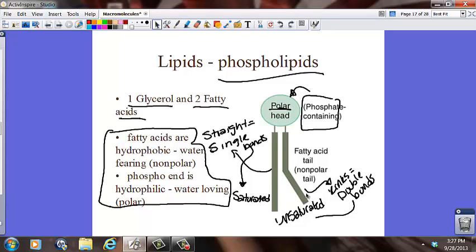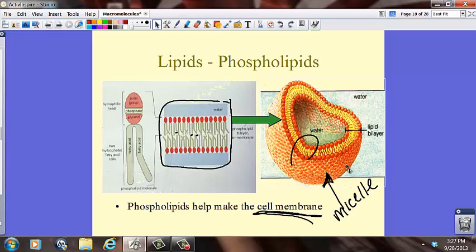If you see kinks, which equal double bonds in our fatty acid chains, we call that, again, like I said, unsaturated fats. However, if you see it as a straight line, meaning that there are no double bonds, it's just all single bonds, we call that saturated, right? So saturated fats.